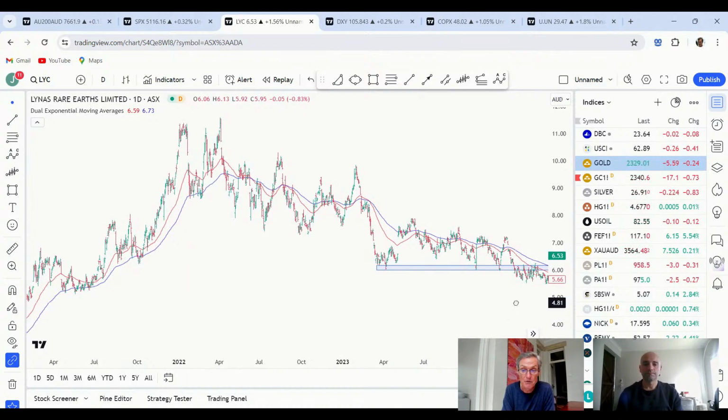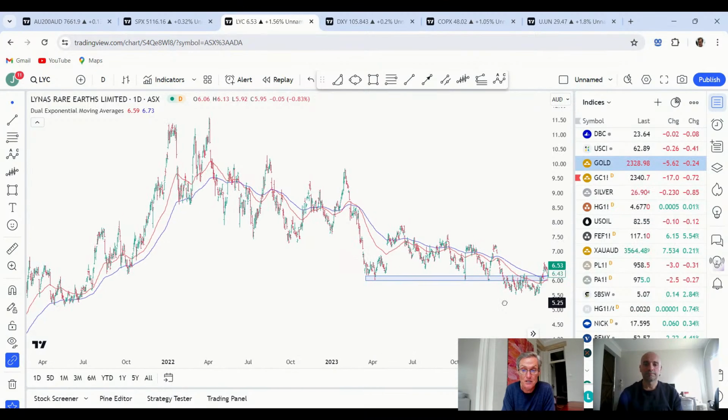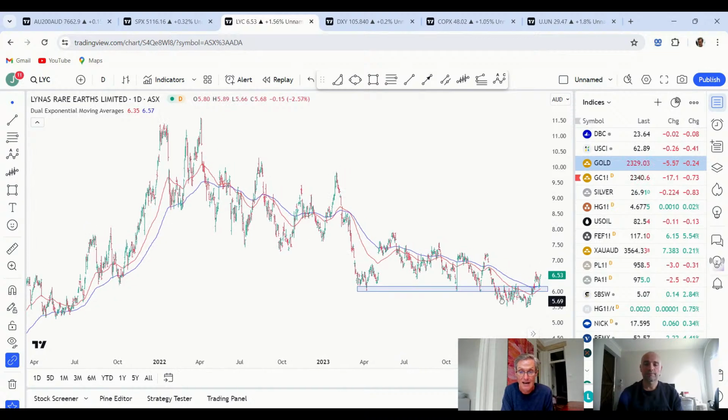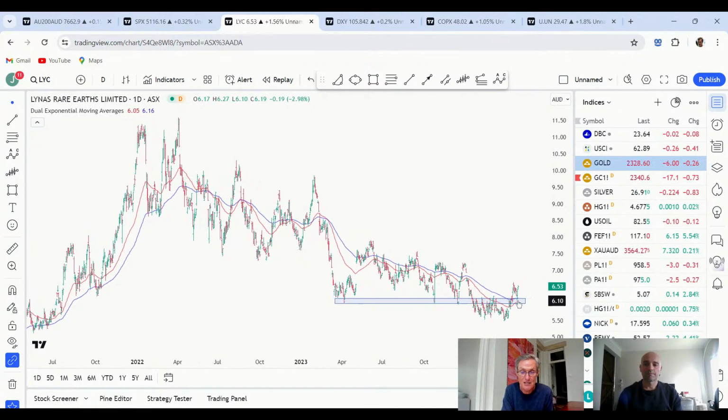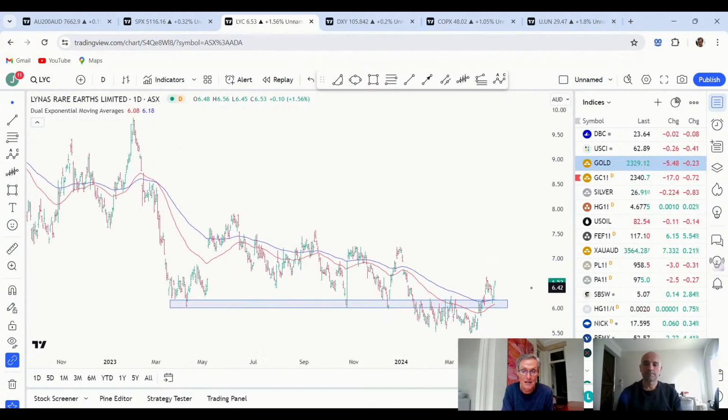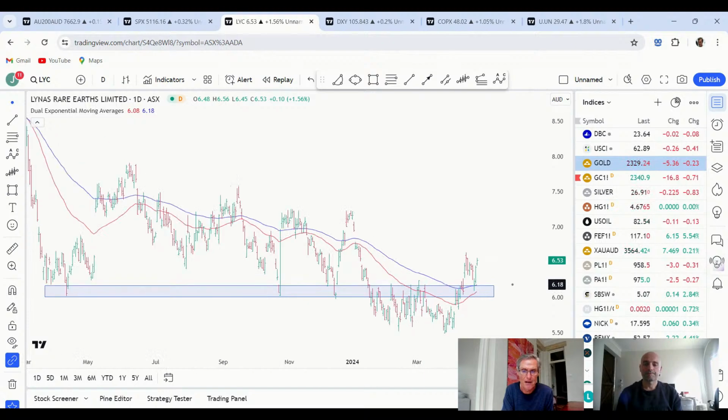But instead, there was no follow-through selling, and the price has broken back up above this previous support, which became resistance, and has now cycled from below the averages to above. So this is the potential makings of a turnaround. Averages are now starting to turn to the upside. I think this is a really interesting play.